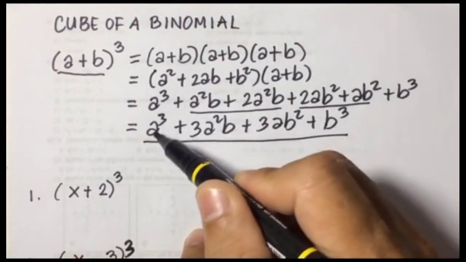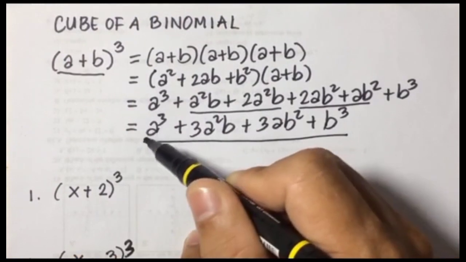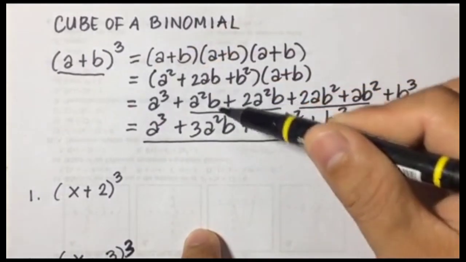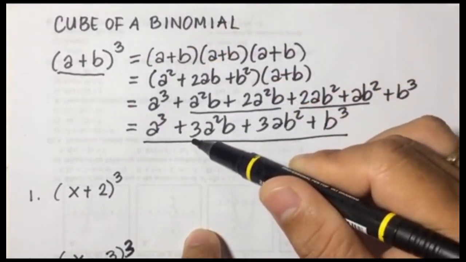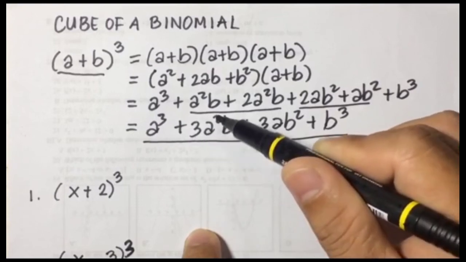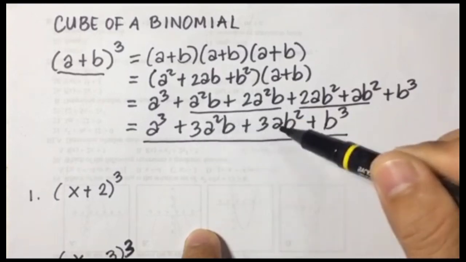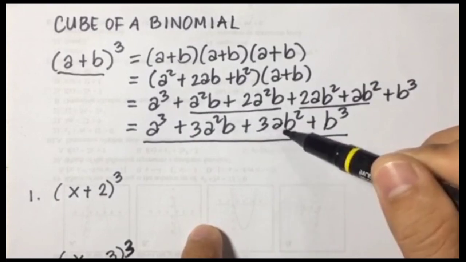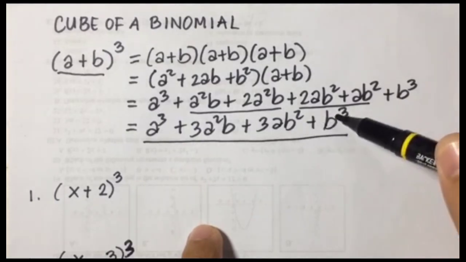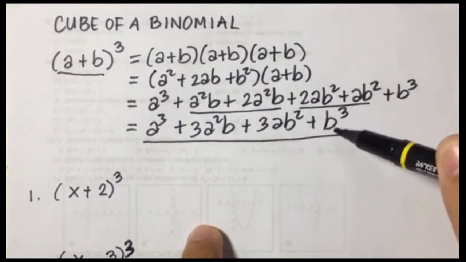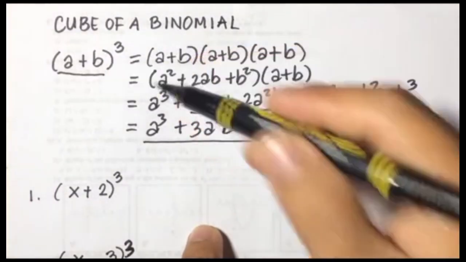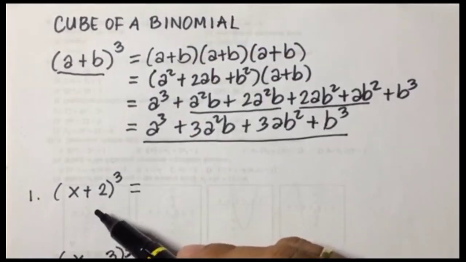So the first term of your answer will be the cube of the first term of the binomial. Then the second is 3 times A squared times B, so 3 times the first term squared times the second term. Then the third term will be 3 times the first term times the square of the second term. And lastly, the fourth term of your answer will be the cube of the second term of the binomial, which is B.